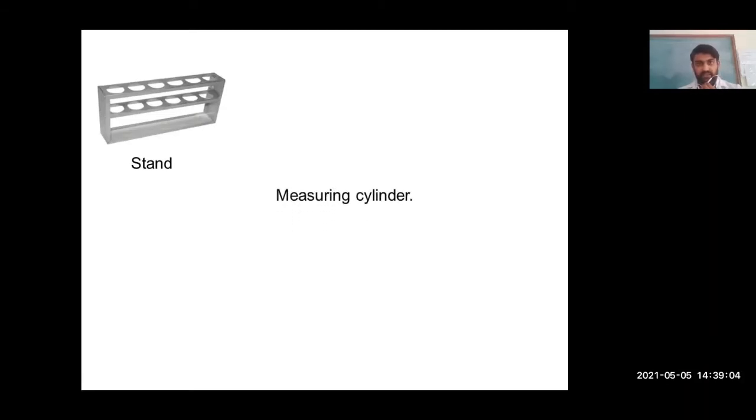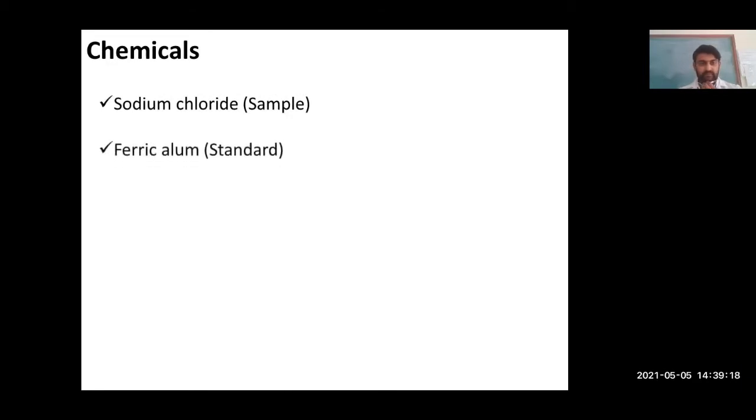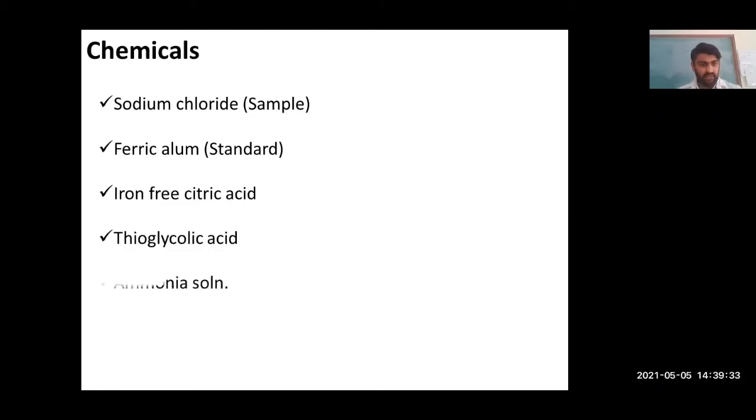Next, we need a stand in which both our Nessler cylinders can be kept in their erect positions. Next, we need some measuring cylinders. Apart from that, we need some pipettes and a dropper. And we need chemicals. In the chemicals, we need sodium chloride, which is our sample, ferric alum, which is our standard, iron-free citric acid, for which we require a 20% solution, thioglycolic acid, and ammonia solution.